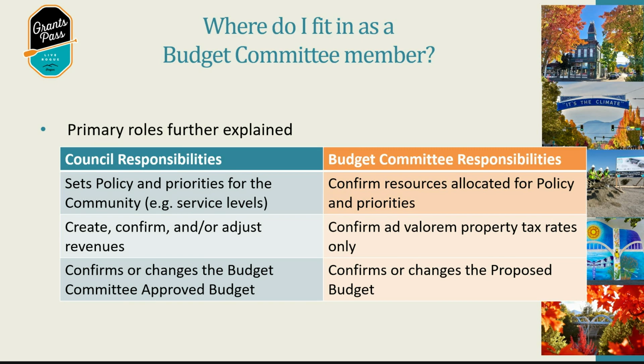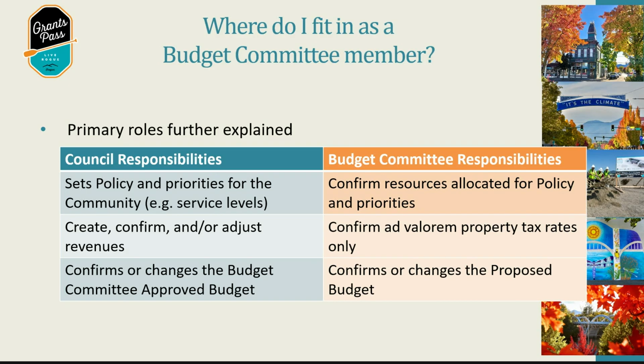So the primary roles when it comes to the difference between the budget committee and the city council from a responsibility perspective. City council has been elected by their constituents to set policies and priorities. So the city council sets the policy and priorities of the community. That is the service levels. Also is one of those things that they define. They create, confirm, and or adjust revenues. It could be a revenue from a standpoint of maybe a utility fee, or maybe it's a tax increment financing or whatever that is. They also confirm or change the budget based on the budget committee's approved budget.